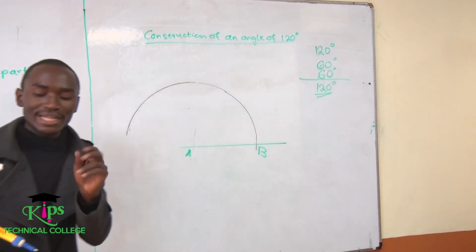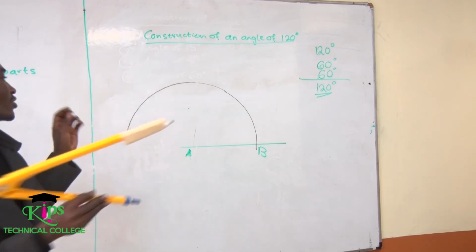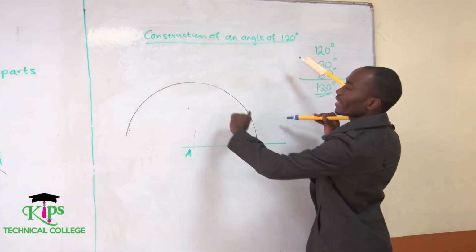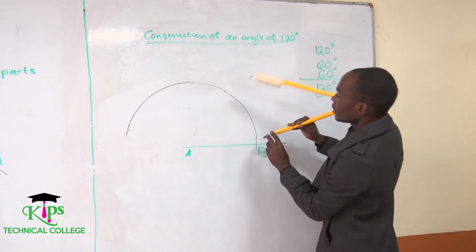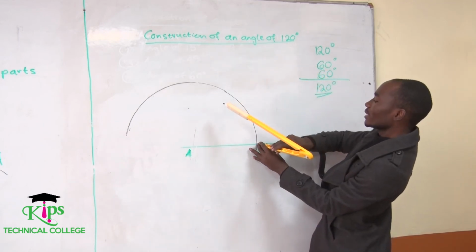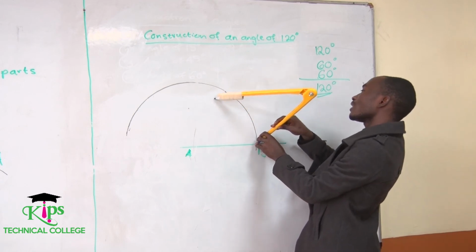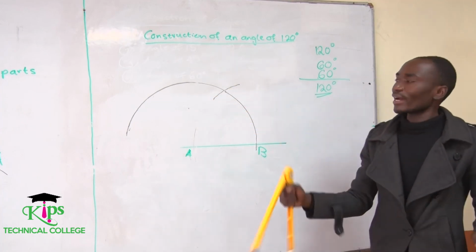I hope you can see clearly. So you can see I have already made an arc. So I will stand at point B here. And you can see that my arc is a little bit long. So what you need to do, you stand at B like this. You make an arc like that.